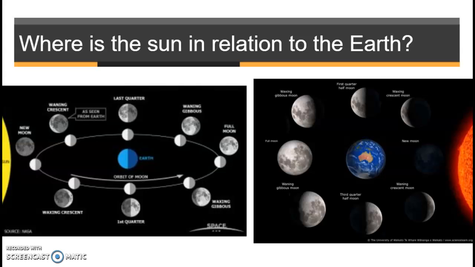So where is the sun in relation to the Earth? Here you can see the different images. Over on the left, you can see the sun on the left-hand side, and then what we would see and how we would see it, and why we would see a half, why would we see a crescent, why would we see the full. And on the right-hand side, you see it flipped around.